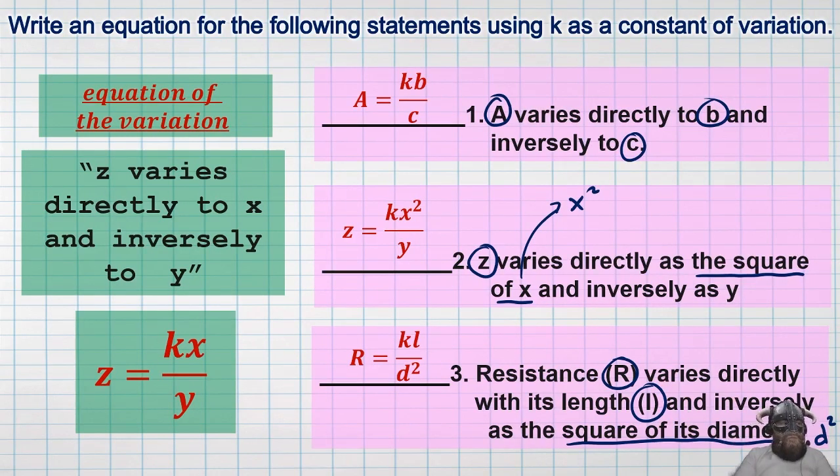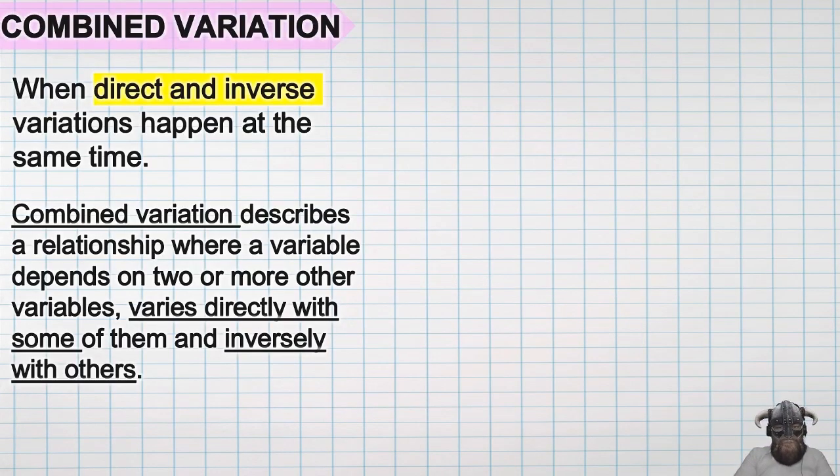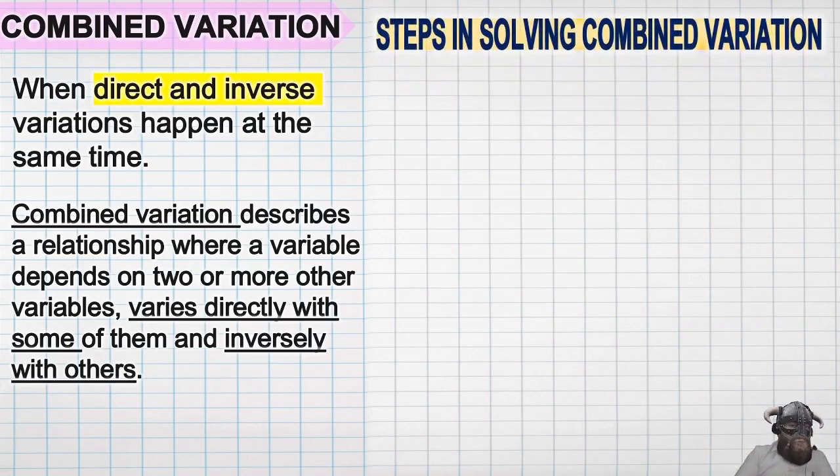How do we solve combined variation? So, these are the following steps in solving, and there is no difference among the three kinds of variation that we discussed before. The steps will be the same.